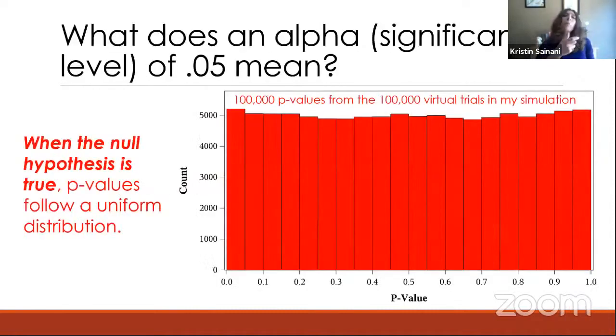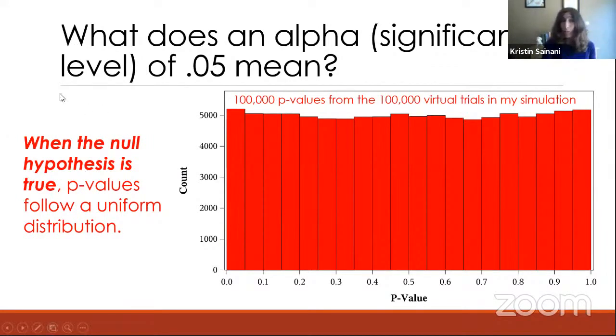So let's talk just a little bit more, since we've got the simulation going, about what an alpha level of 5% actually means. What does that alpha choice actually get you? What does it tell you? So what I've done now is I've taken my simulations. I've got my 100,000 virtual trials. I've run now 100,000 t-tests, and I've generated the p-values from my virtual trials. I'm showing you the histogram of that here. When I looked at the differences in means, they followed a nice normal distribution. When I looked at those t-statistics, they followed a t-distribution. When I generate the p-values, however, I get a uniform distribution.